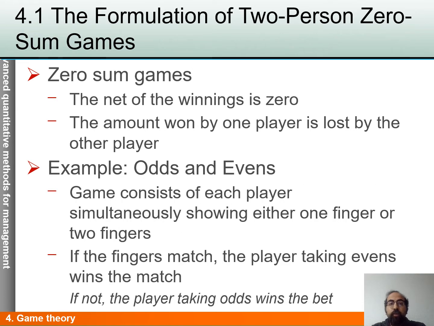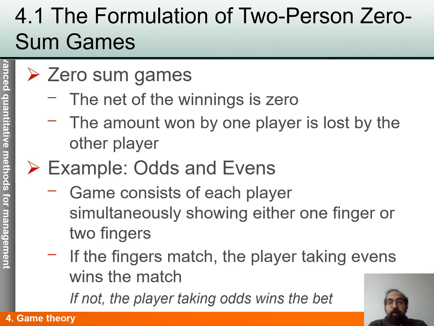So let's review a little bit what we are talking about when we say the formulation of two-person zero-sum game. When it says two-person, obviously there are two players doing a game, and zero-sum game means the amount won by one player is lost by the other player.